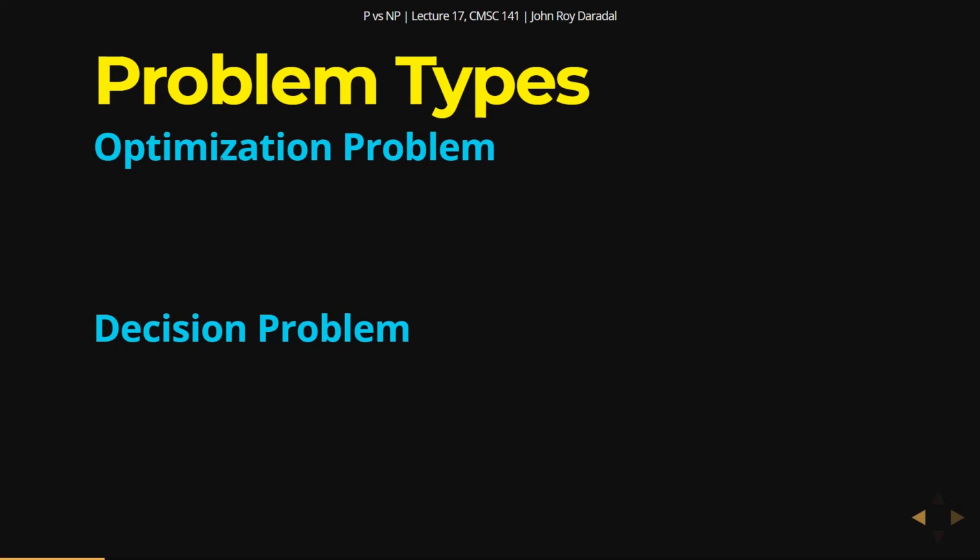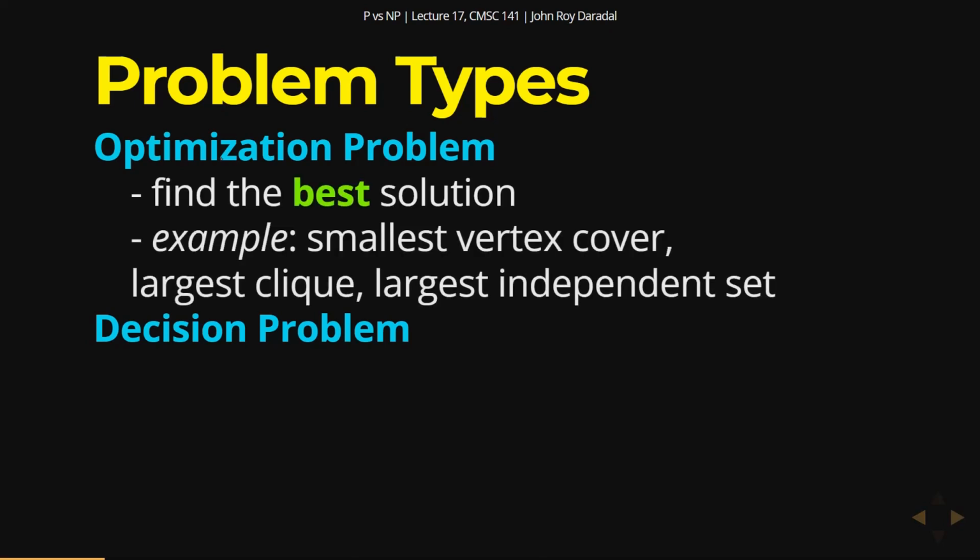So in the optimization problem, you're trying to find the best solution. Okay, so meaning you're trying to find the smallest vertex cover, or the largest clique, or the largest independent set. Okay, so it's either the minimum or the maximum depending on the problem.